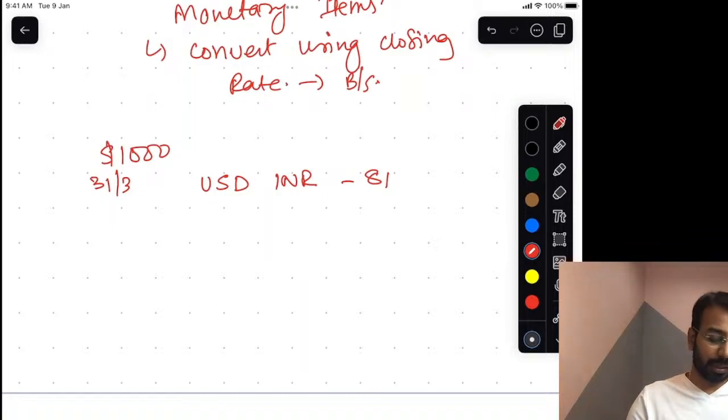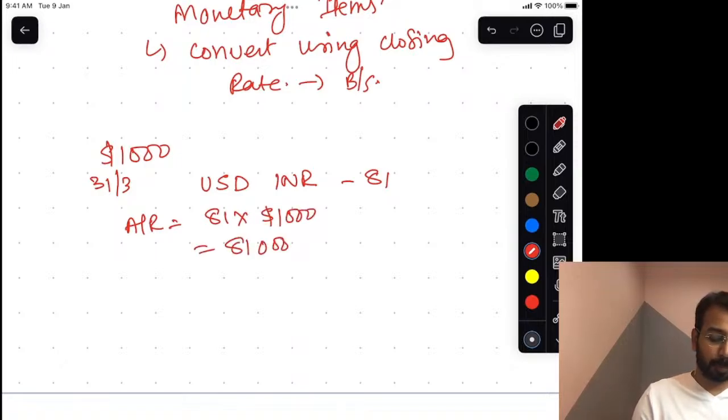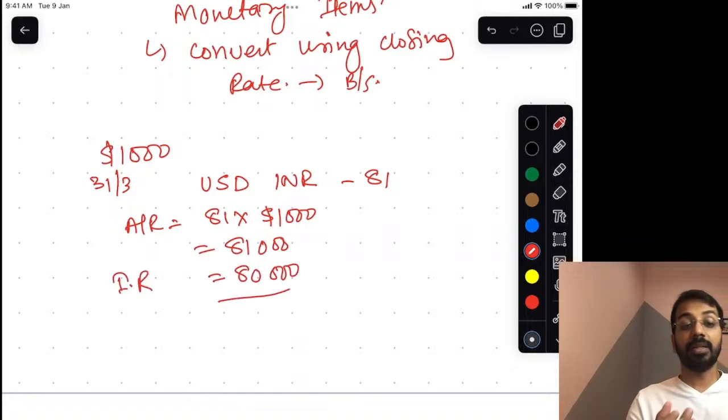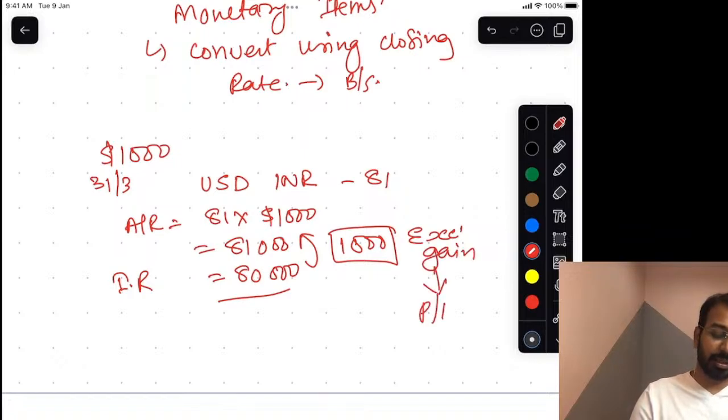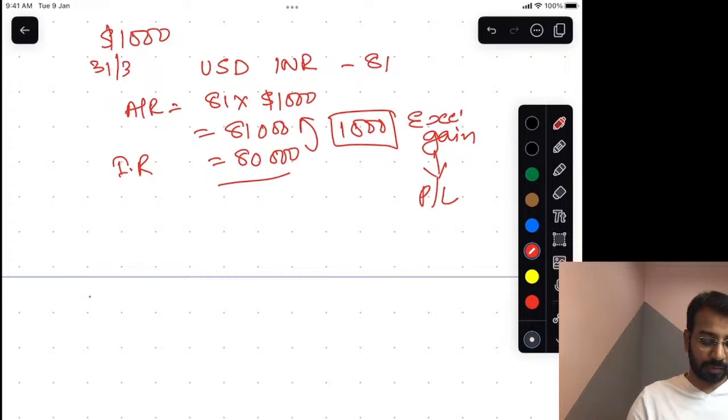So at the end of the reporting period, before the settlement of the transaction, what you will do is you will say my account receivable is now 81 into $1,000, that is 81,000. Initially we recognized at how much? 80,000. Means we said our account receivable is 80,000. Now we are saying our account receivable is 81,000. There is an increase. This increase of 1,000 is called exchange gain. And this exchange gain is recognized in P&L.